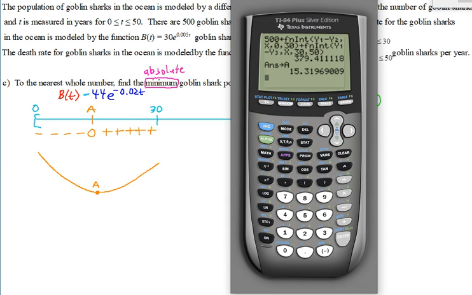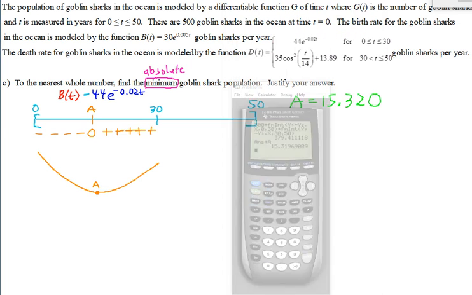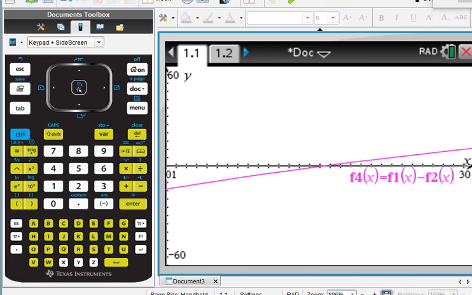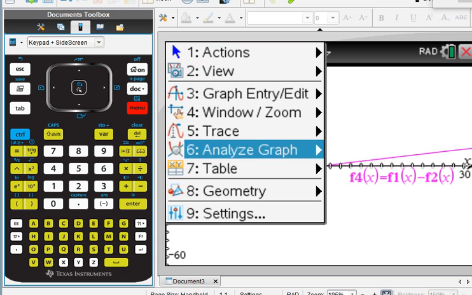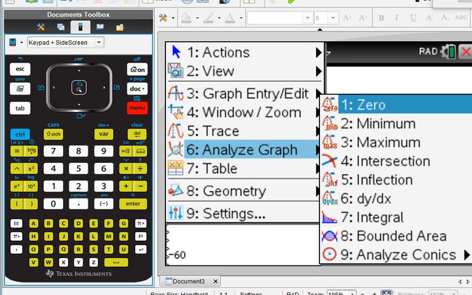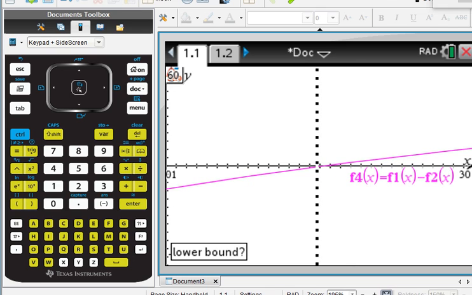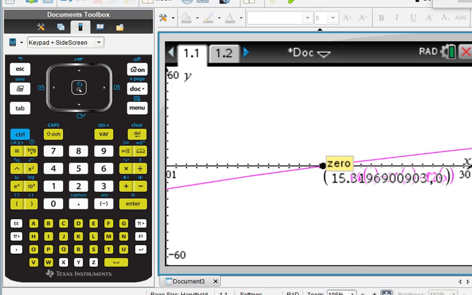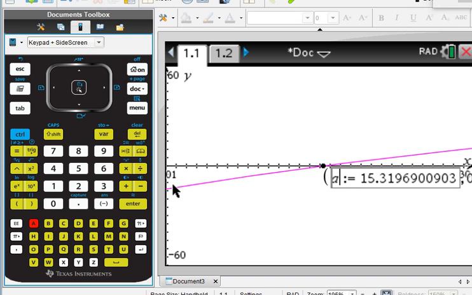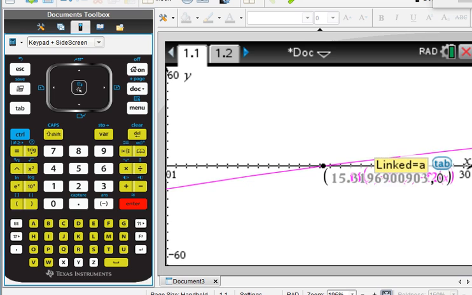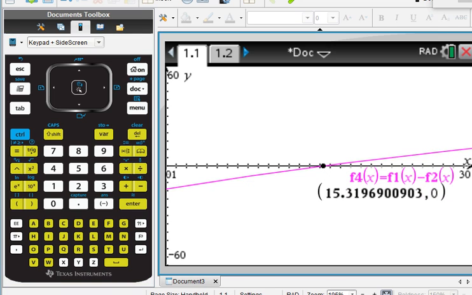Okay, and let's see how we do the same thing on the Inspire now. From the Inspire, you just go menu, analyze graph, and then 0. Lower bound, just click a little bit to the left of the 0, upper bound to the right of it, and it gives it to you right there. Then highlight it, var, store as a. And if this isn't the way, you can kind of drag it and move it around here.